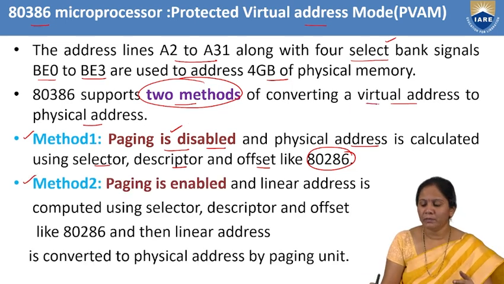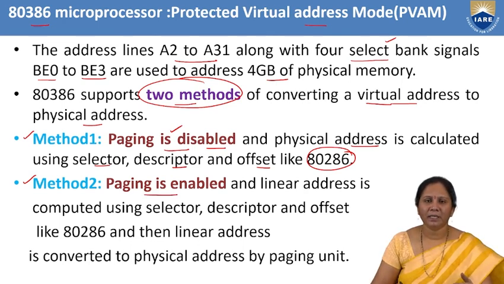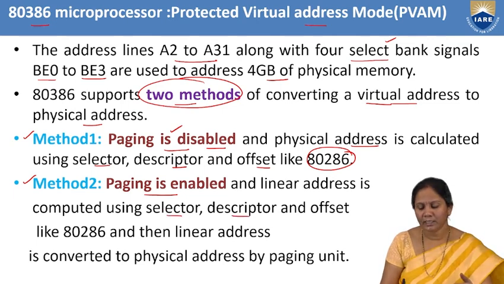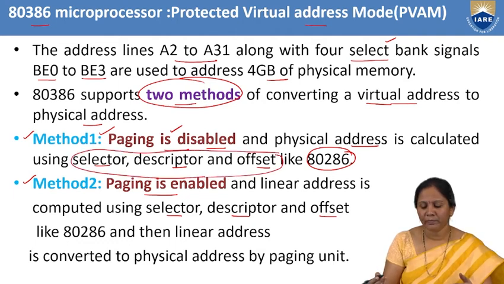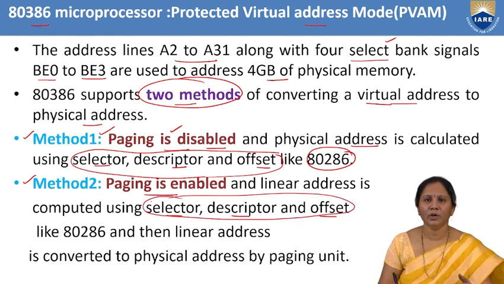Another method to convert a virtual address into a physical address is by enabling the paging unit, where a linear address is computed by using selector, descriptor and offset. In the previous case also, these three parameters are used to calculate the physical address. In the second method, when paging is enabled, we also use the same three parameters to calculate the physical address. So these are the two methods we use to convert a virtual address into a physical address.